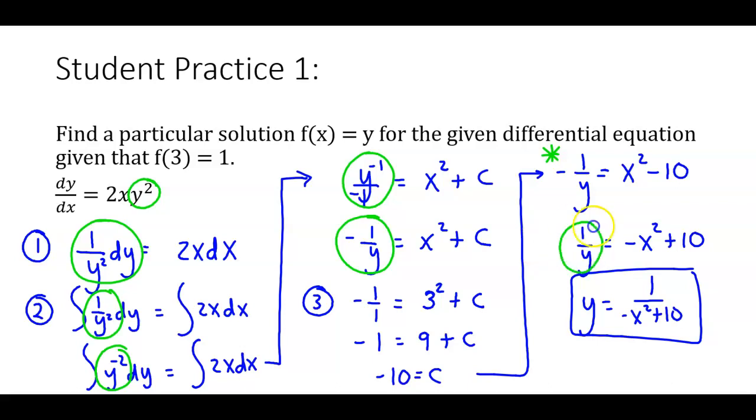Finally, what do we do about this? Well, basically what I did was I just took the reciprocal, flipped it over, so instead of 1 over y, it's y over 1, which makes it just y. But if you take the reciprocal on one side, you need to take the reciprocal on the other, so that becomes that. Okay? All right, so that is student practice number 1.